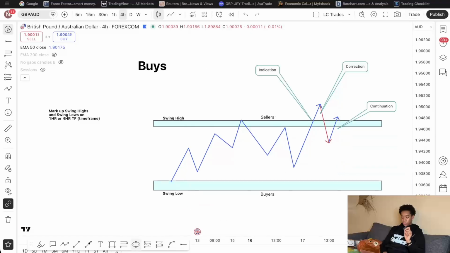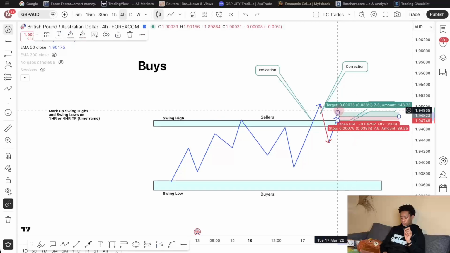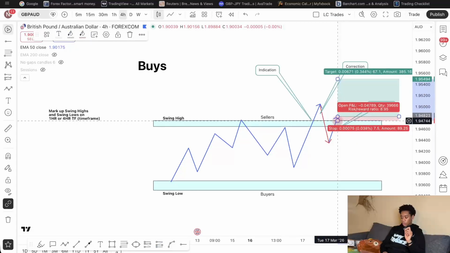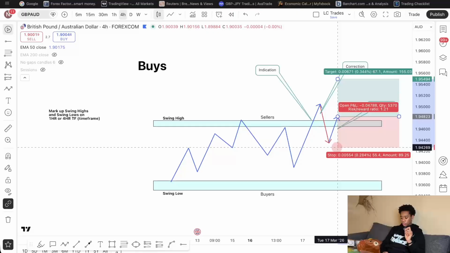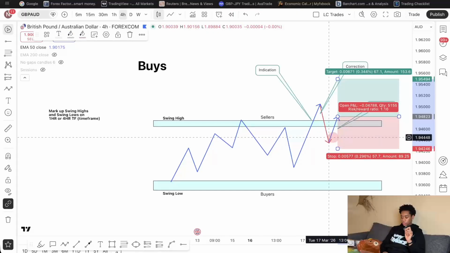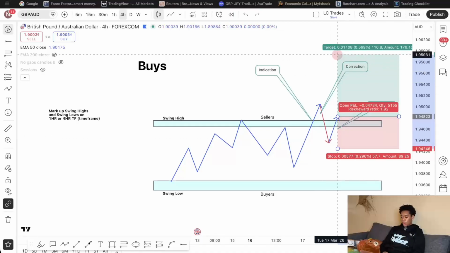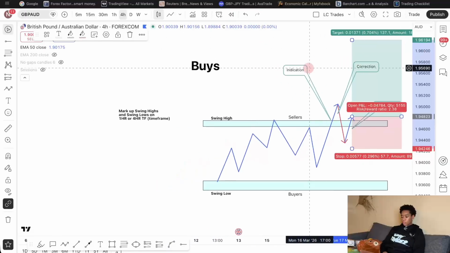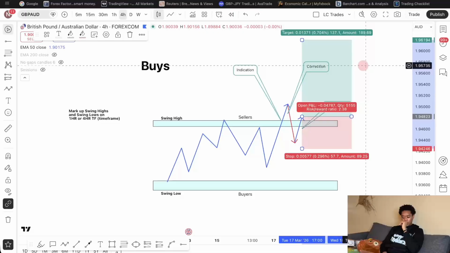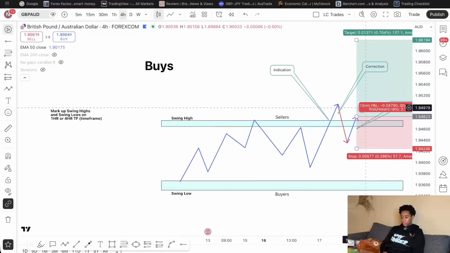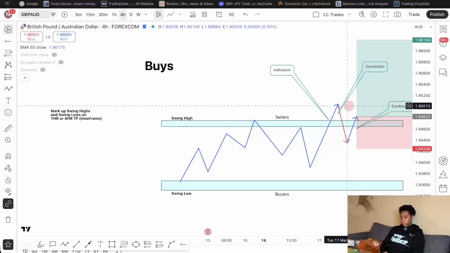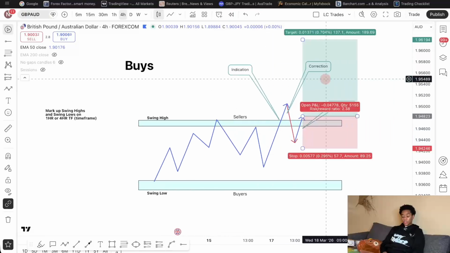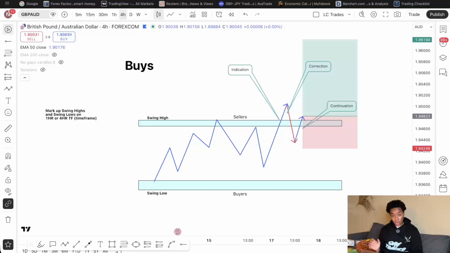This is your entry. This is what your entry should look like. Let me show you. This is where you get in right at that candle close. And honestly, your stop loss is going to be a little bit below this last correction. And your take profit is going to be where price previously was. So this is what it should look like. I'll get more into take profits and stop loss in a different video, but this is basically how it should look. Indication, correction, continuation. Simple. That's what we're looking for when it comes to buys.